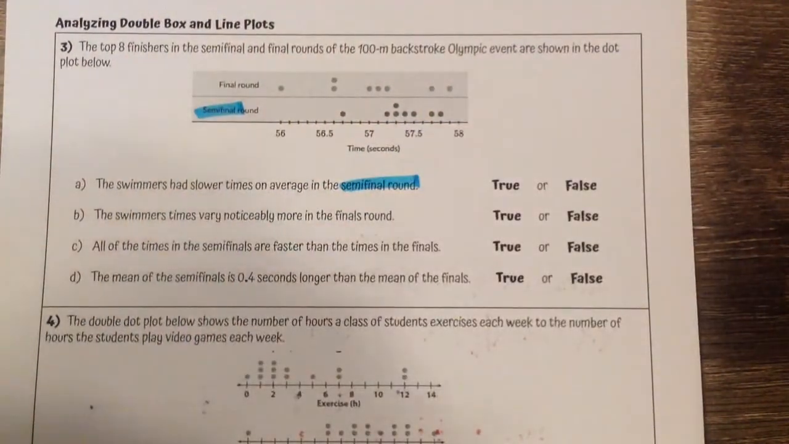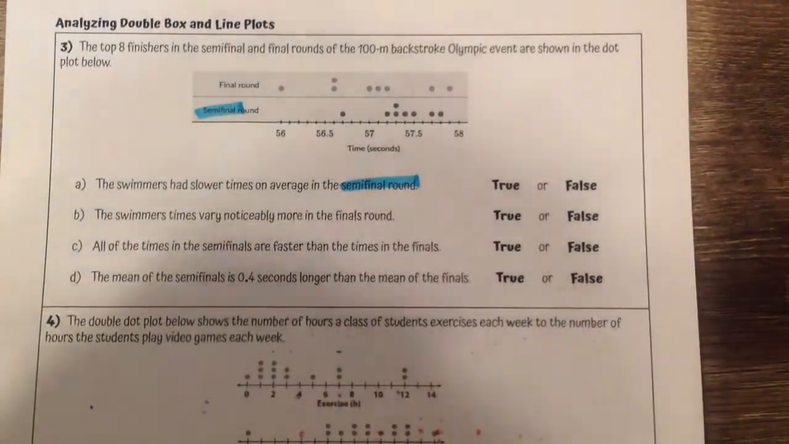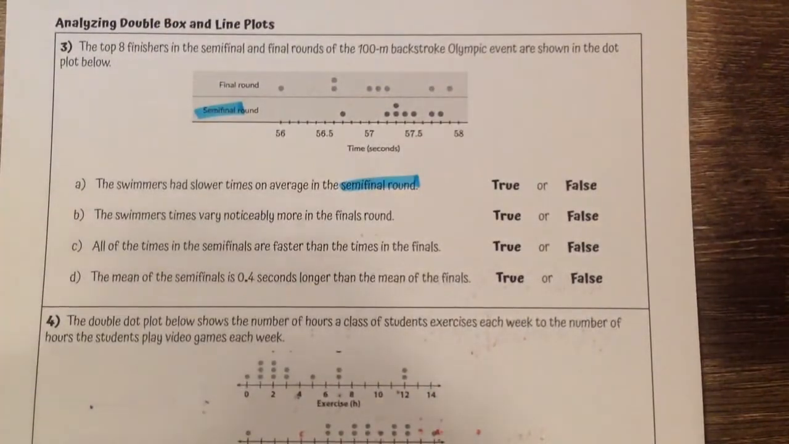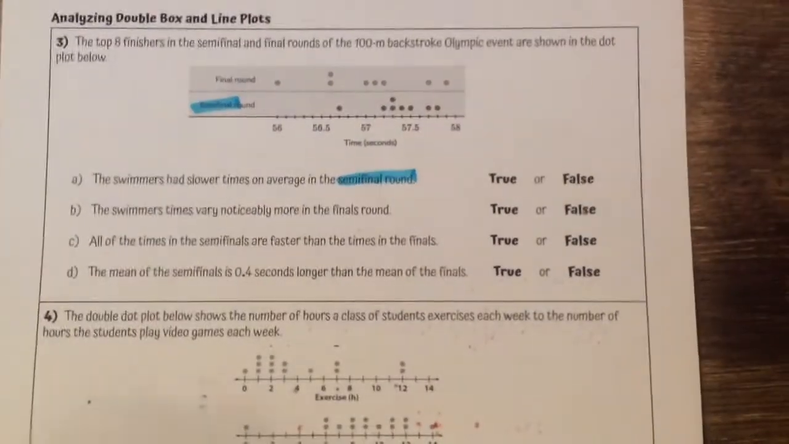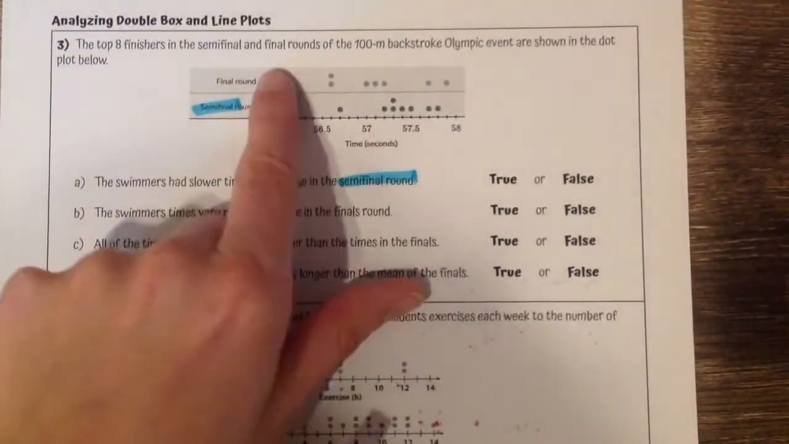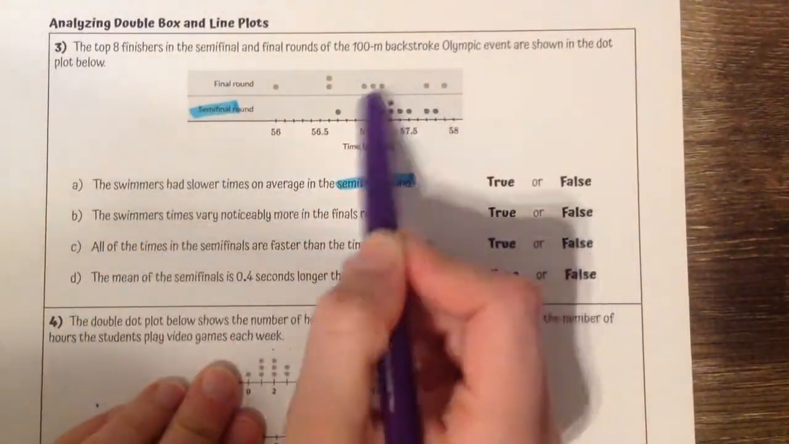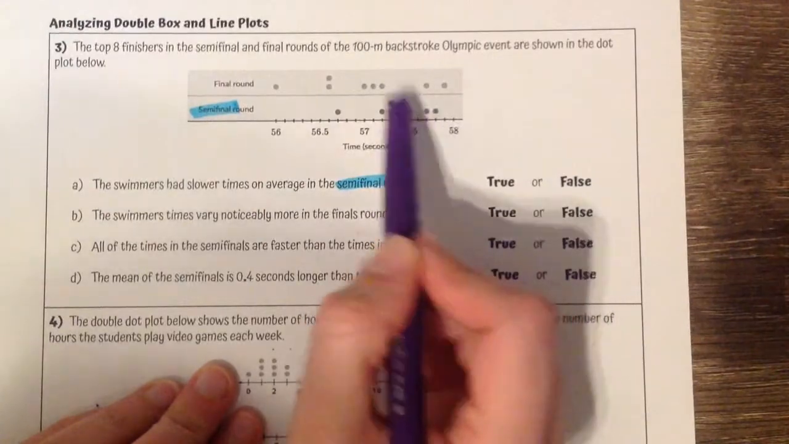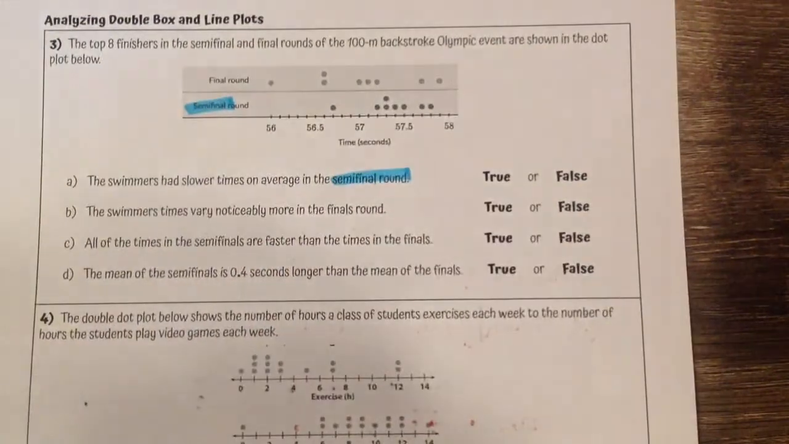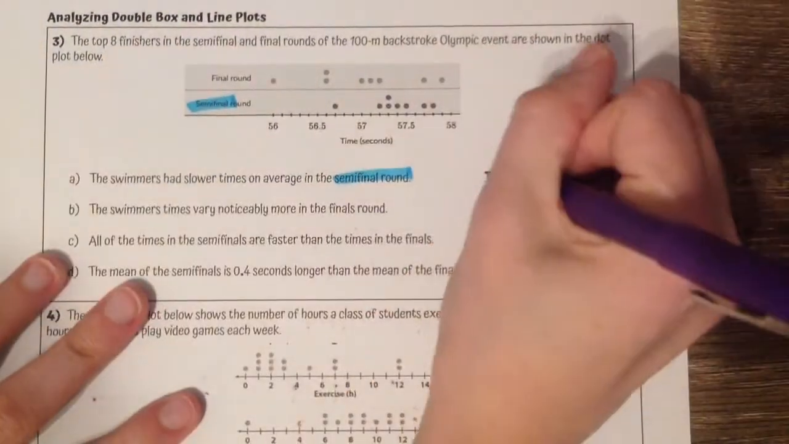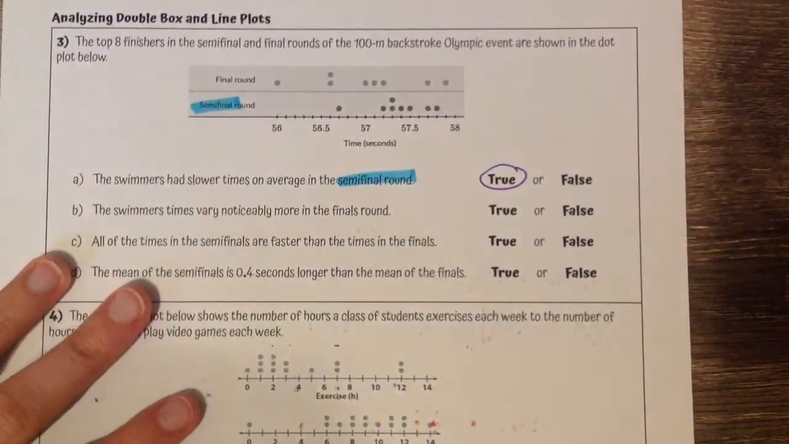Were they slower times? So we got to think about this. Slower times are actually higher values, right? If you're taking longer to finish, that is a slower time. So it works in the reverse here. Be careful when you're looking at that. So the semifinals here versus the finals, I would say the majority of these semifinal times are lower than the majority of the finals. So I would say that is a true statement.